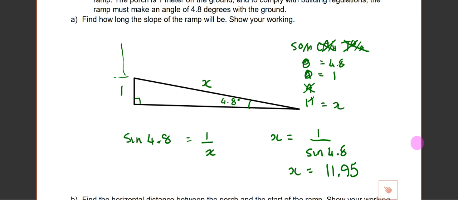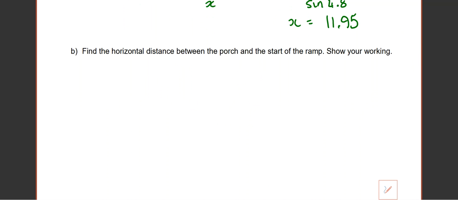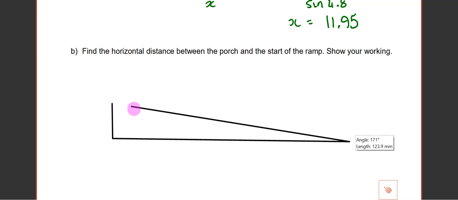I'm not rounding that at the moment. Even if I did round it to like 12, because I listened to Mr. Potts and wrote down the unrounded answer, after I do the second bit I'm going to realise why. Find the horizontal distance between the porch and stuff. So basically, we've got the same situation. This is 1, and I know this is 11.95, and now this is the value I want to know. This is 4.8.